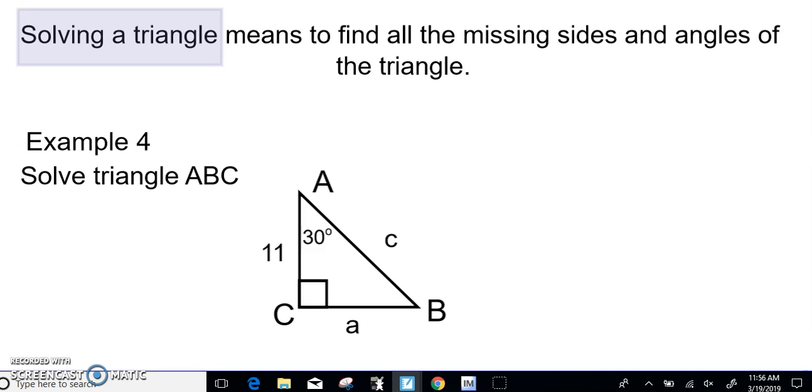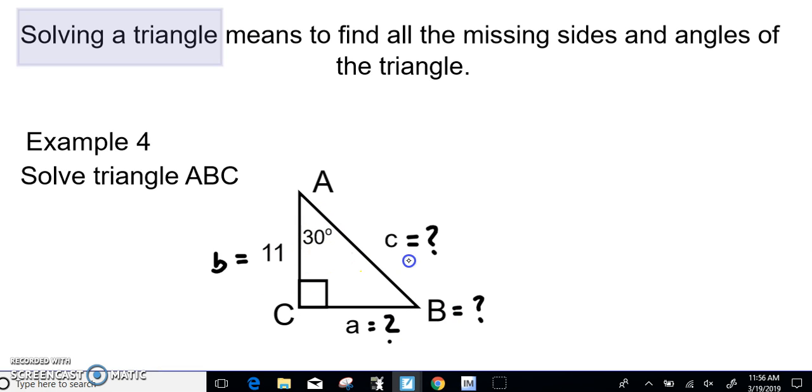So for example 4, it says to solve triangle ABC. So we have this triangle right here. They give us different pieces of it, and we have to find all the other stuff that's missing. We already know this is side B because it matches up with the angle, diagonal from that. We know that's side C, and this is side A right here. So we are missing C, we're missing A, and we're missing angle B. And the rest of them we have already.